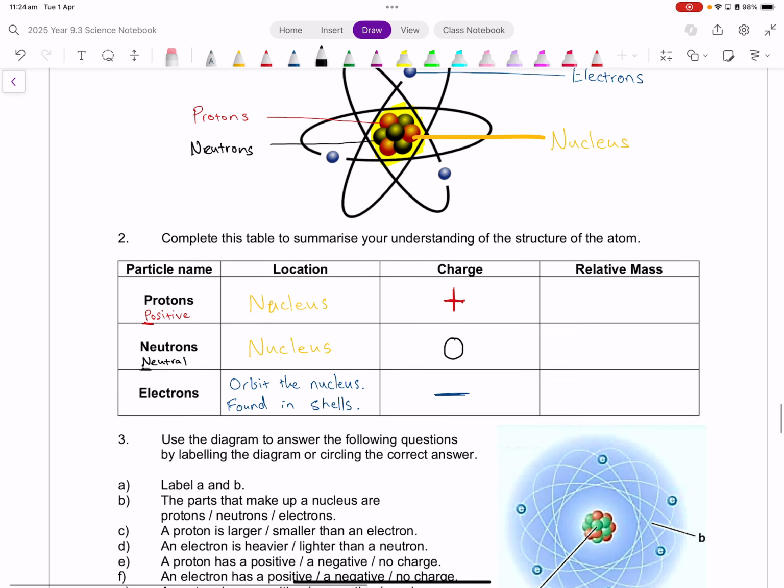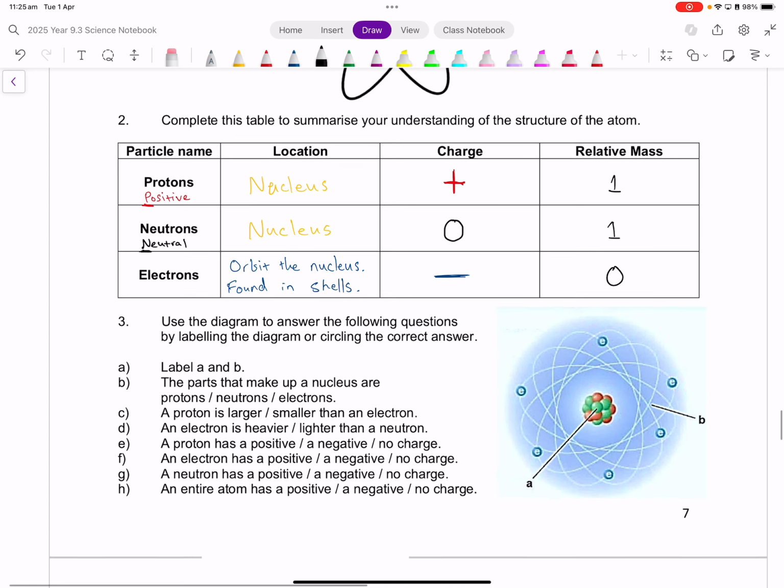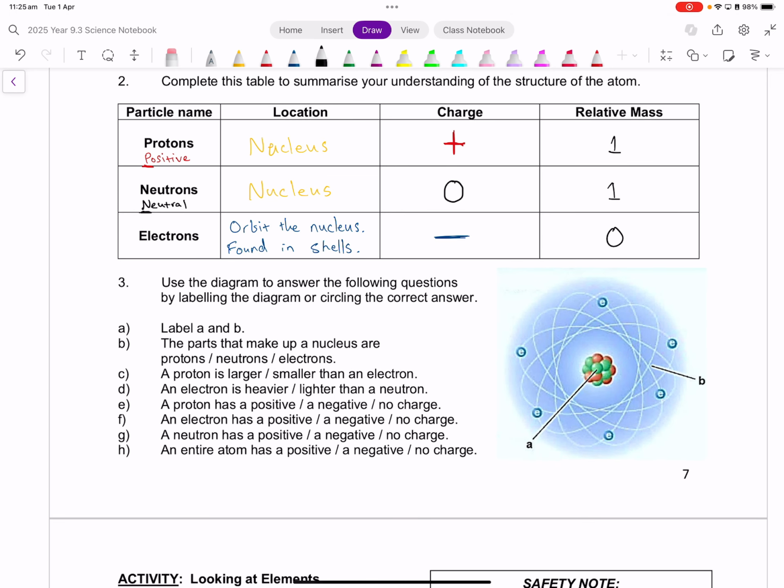Okay. Now when we talk about the mass, we say that protons and neutrons both have a mass of 1. So we're going to write 1 in each of these boxes. But then we discovered that electrons have a mass that is 1,840 times smaller than that. So what can we say that it's roughly going to be equal to? 0. So we're just going to represent that as 0. So what I'm going to get you to do now, okay, I want you to have a go at question 3 for me. So use the diagram to answer the following questions, and then we'll go through the answers shortly.